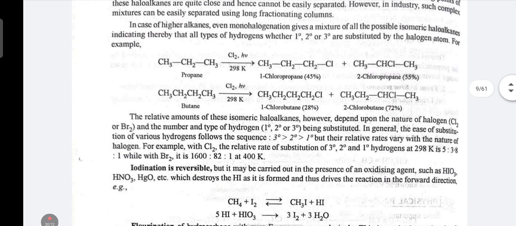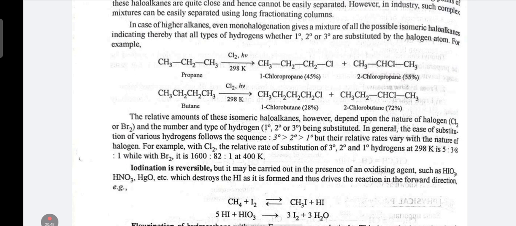In the case of a higher alkane, monohalogenation gives a mixture of all possible isomeric halides, indicating thereby that all types of hydrogens, whether primary, secondary or tertiary, are substituted by the halogen atom. For example, propane reacts with Cl2 in the presence of sunlight, forming 1-chloropropane and 2-chloropropane.